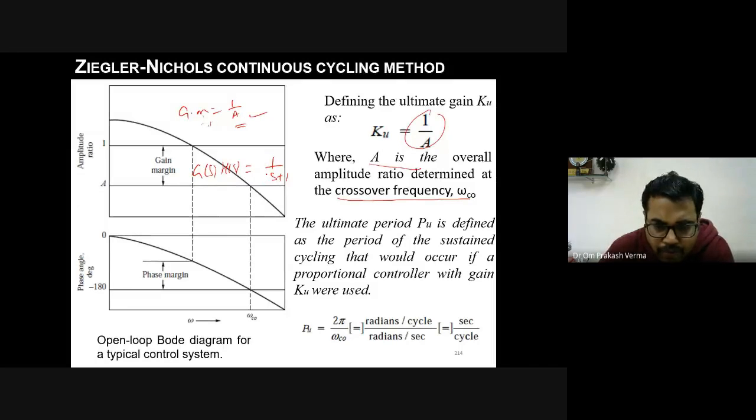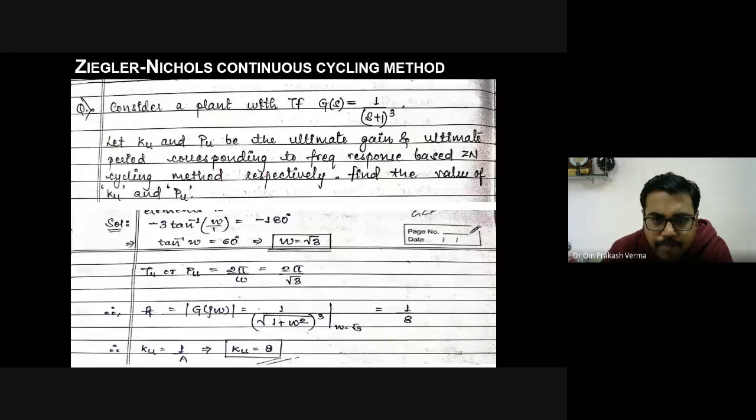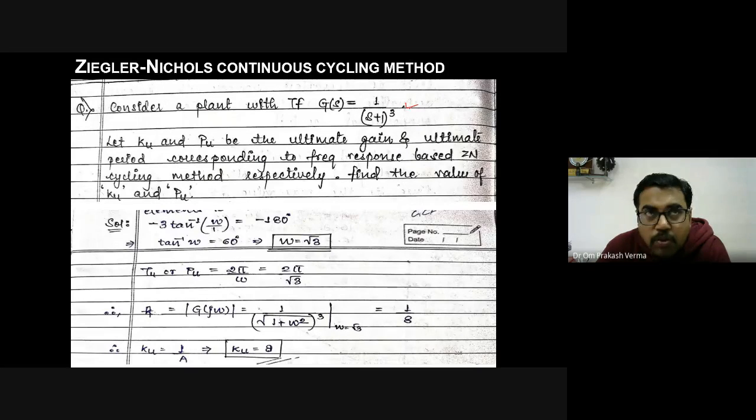So we have one example, don't worry. With the example we will see. Okay, let's see, this is the example. Consider the plant with the transfer function G(s) equals 1 upon (s plus 1) whole cube, right? Now let Ku and Pu be the ultimate gain and the ultimate period corresponding to the frequency response, based on the Ziegler-Nichols method. Okay, so now find the value of Ku and Pu. This is the question, right?